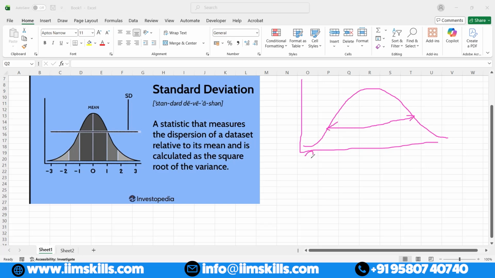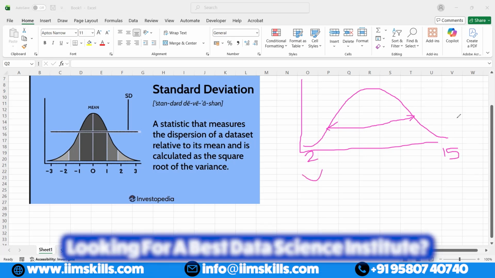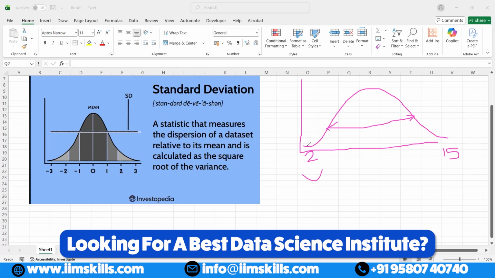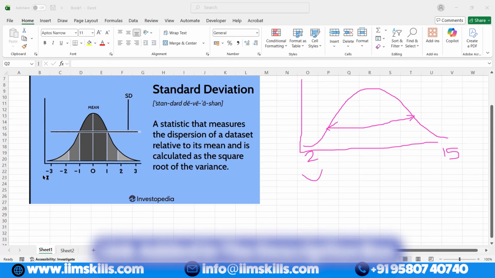Let's say starting from 2 to 15. This is the lowest point and this is the highest point. So how far your data is distributed. This standard deviation is a measure for us to understand the deviation.